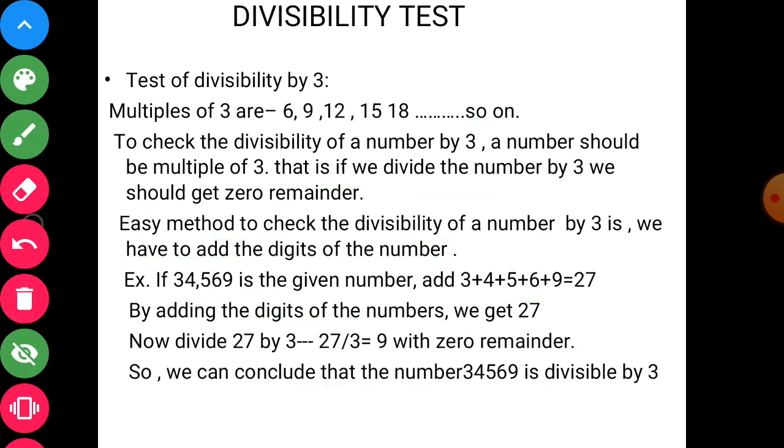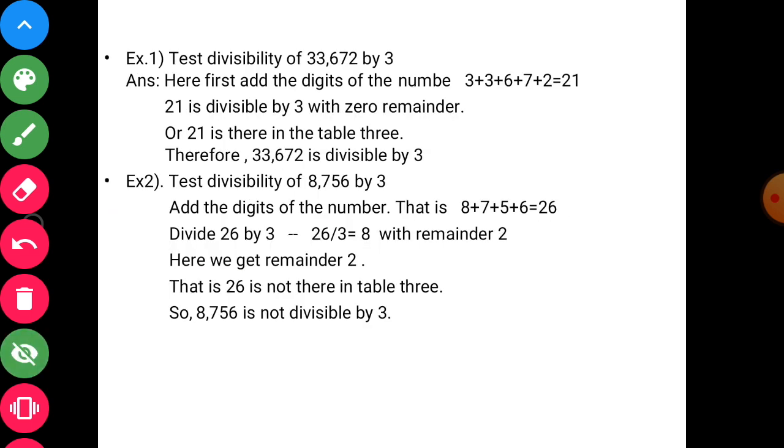Okay. Now let us see another example. Test the divisibility of 33,672 by 3 is the question. Now, what do we have to do? First, we have to add the digits of the number. That only I have written here. 3 plus 3 plus 6 plus 7 plus 2 are the digits. You have to add all those digits and you will get 21.